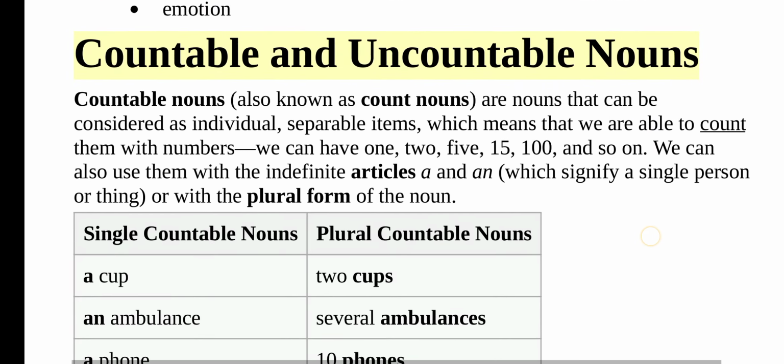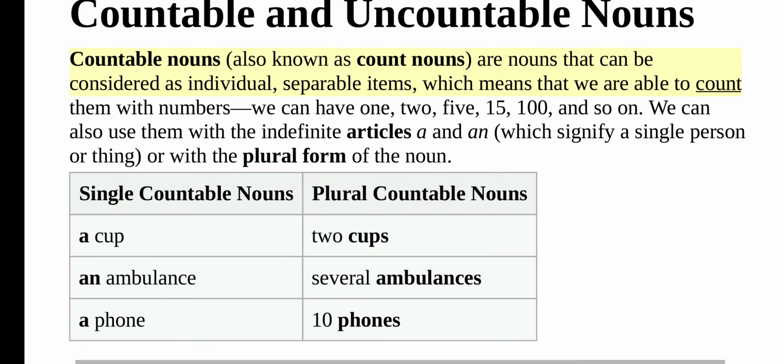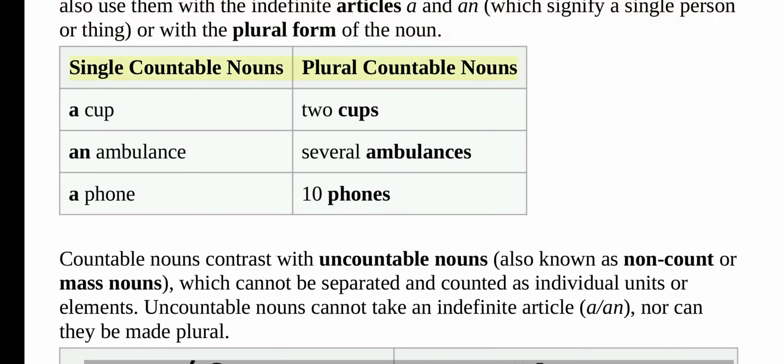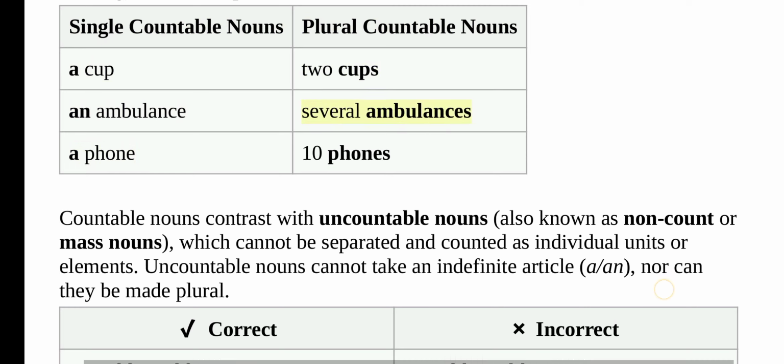Countable and uncountable nouns. Countable nouns, also known as count nouns, are nouns that can be considered as individual, separable items, which means that we are able to count them with numbers. We can have 1, 2, 5, 15, 100, and so on. We can also use them with the indefinite articles a and an, which signify a single person or thing, or with the plural form of the noun. Single countable nouns, plural countable nouns. A cup, an ambulance, a phone, 2 cups, several ambulances, 10 phones.